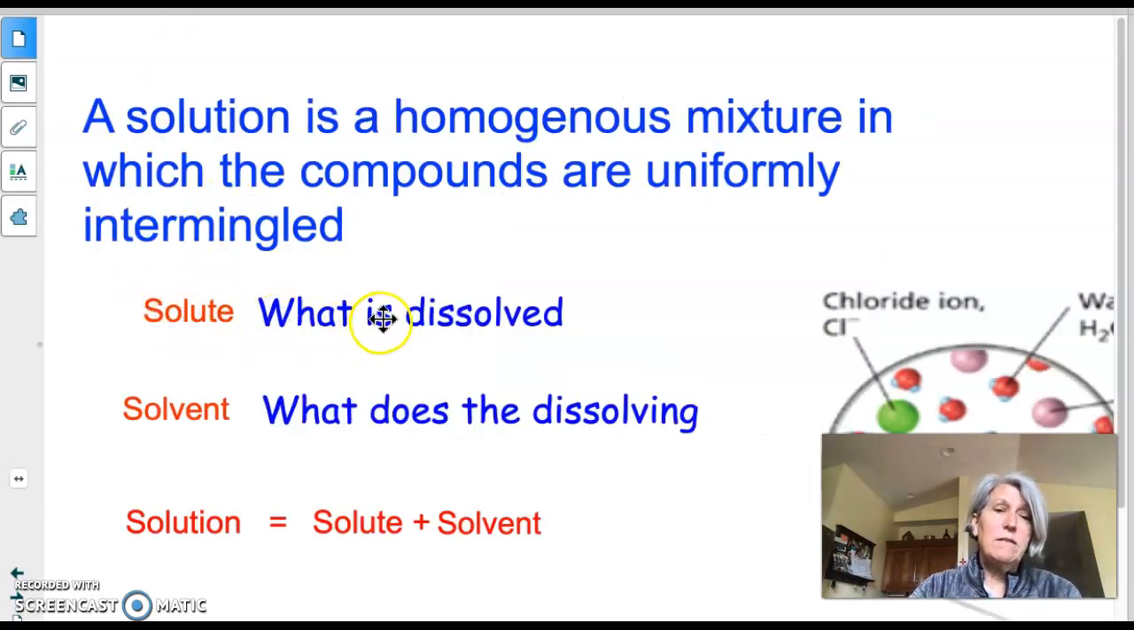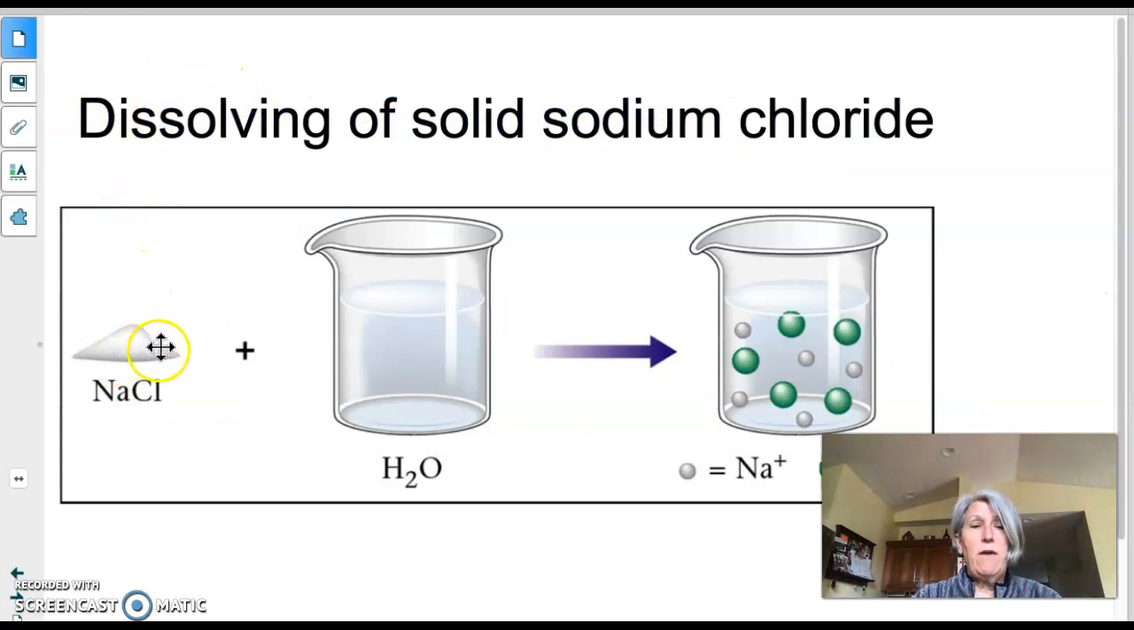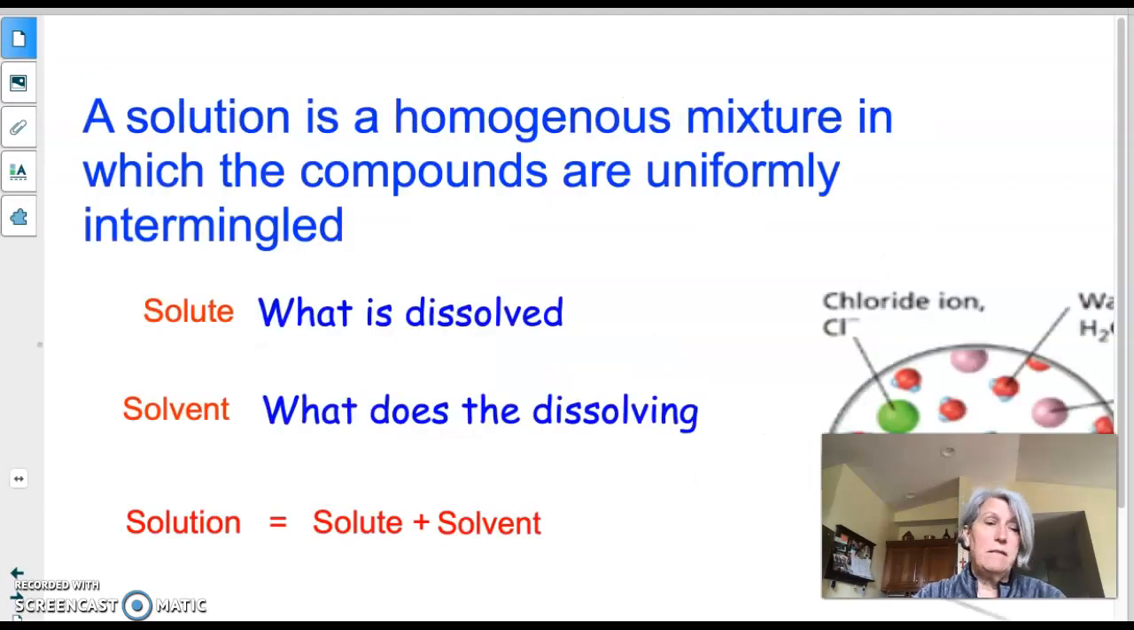A solute is what is dissolved, and typically it exists in a lesser amount. A solvent is what does the dissolving, and typically that exists in a greater amount. If you go back to our picture, you've got a pile of sodium chloride. Notice its volume isn't as large as the volume of water. So that's what I mean about typically this being in a smaller amount than the solvent. Together, a solution is both components, the solute and the solvent.